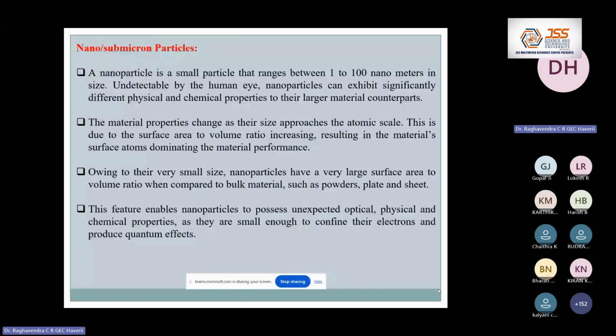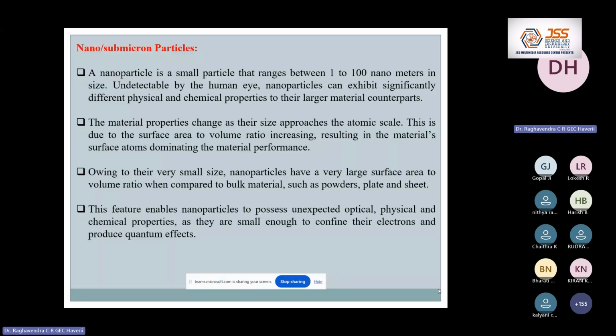Then, what do we mean by nano or submicron particles? Nanoparticles, which we also call submicron particles, are quite small particles which range from 1 to 100 nanometers in size, undetectable by the human eye, and nanoparticles can exhibit significantly different physical and chemical properties from their larger material counterparts. In the later stages, I will also give you details about the different types of nanoparticles available.